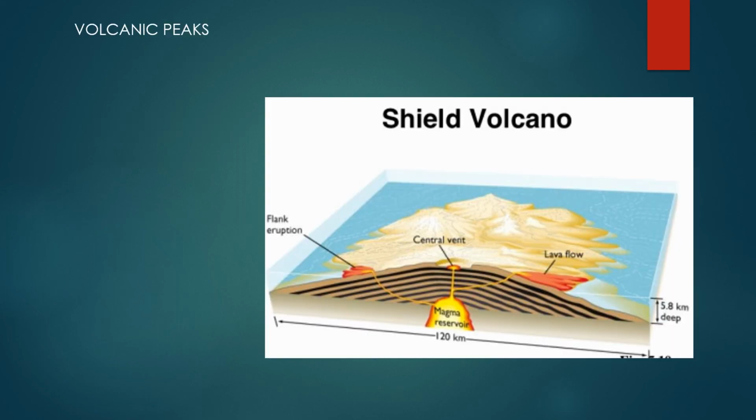Different types of volcanic peaks. So you have a shield volcano. They're built up of layer upon layer of solidified lava with little pyroclastic material.